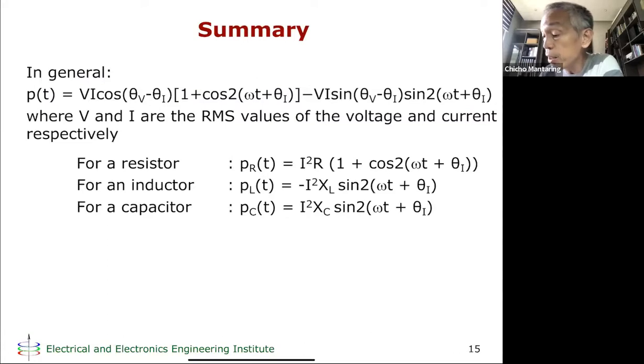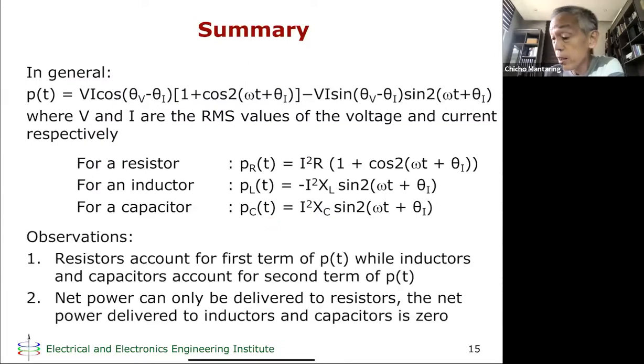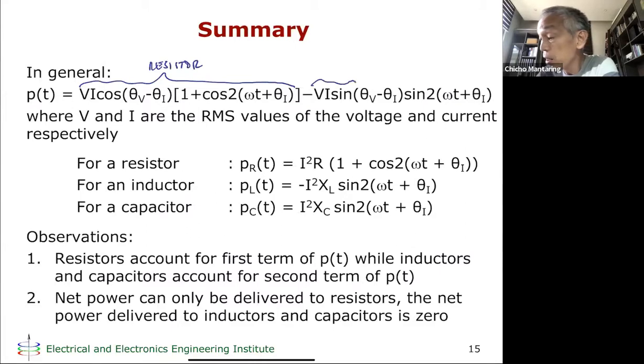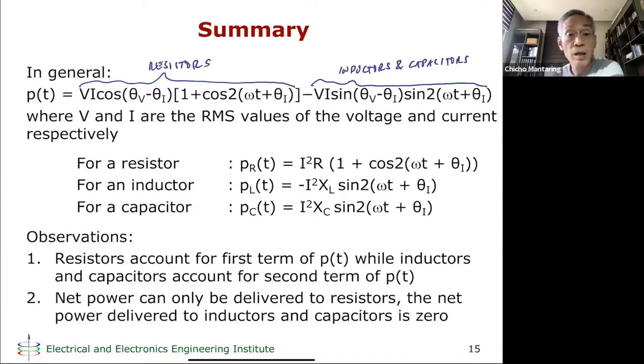Okay. For a resistor, this is my expression for P of R. For an inductance, this is my expression for P of L. And for a capacitance, this is my expression for P of C. So resistors account for the first term of P of T. This term is for resistors. And this one is for inductors and capacitors. The second term accounts for inductors and capacitors.